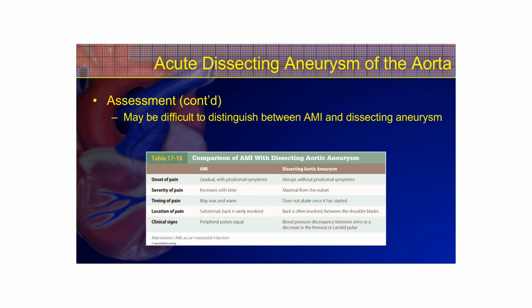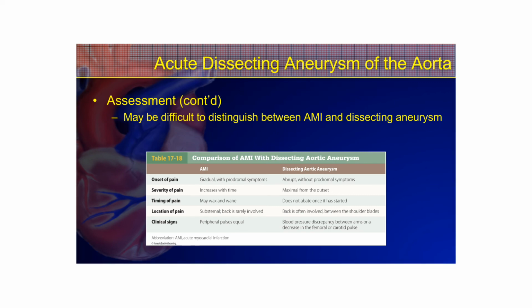The timing of the pain: an acute myocardial infarction pain may wax and wane, whereas aortic aneurysm pain does not abate once it has started. It's just constant and it's maximum pain. Location of the pain: acute myocardial infarction pain is typically, remember, you could have an atypical MI, but typically it's substernal. The back is rarely involved, whereas with an aortic aneurysm, the back is often involved. That's one of the main places a lot of people complain, between the shoulder blades.